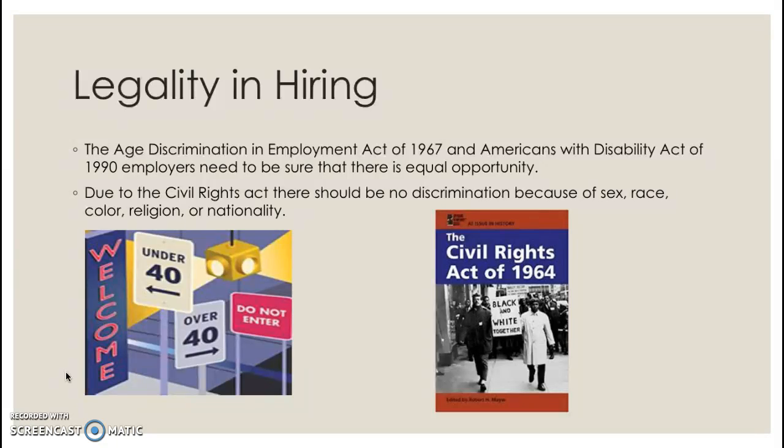There's a lot of legal stuff when it comes to hiring. The Age Discrimination in Employment Act of 1967 and the Americans with Disabilities Act of 1990 make sure that employees have an equal opportunity and are not discriminated against because of age. I have that little picture down there saying you're good if you're under 40, but over 40 you're not. That's why the act was put in place.